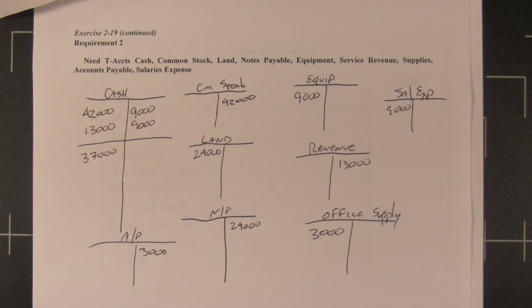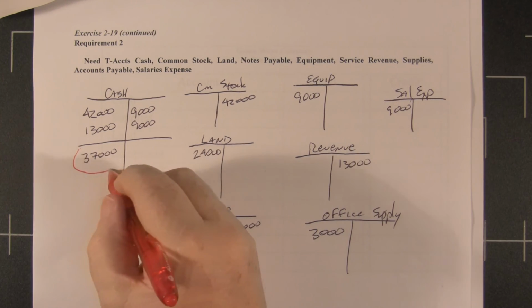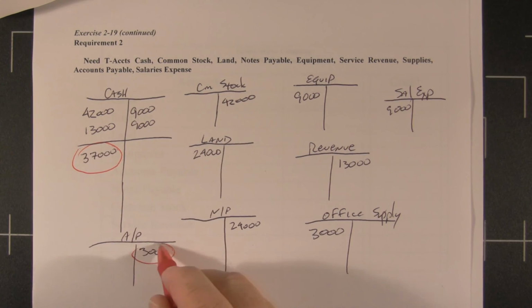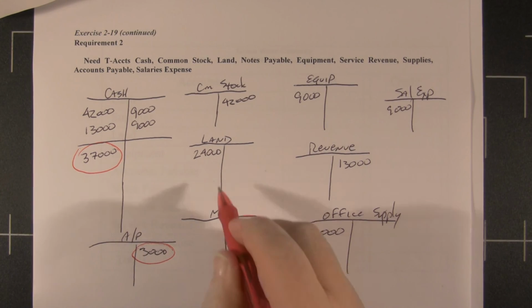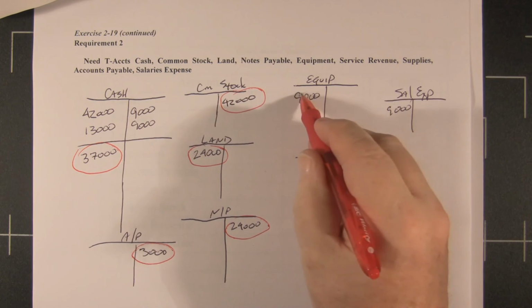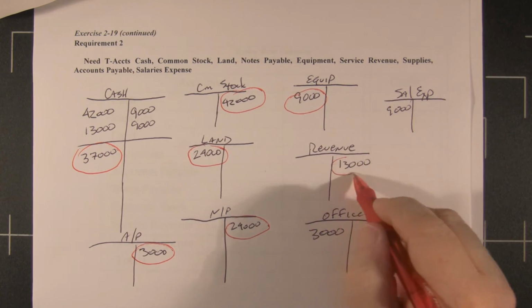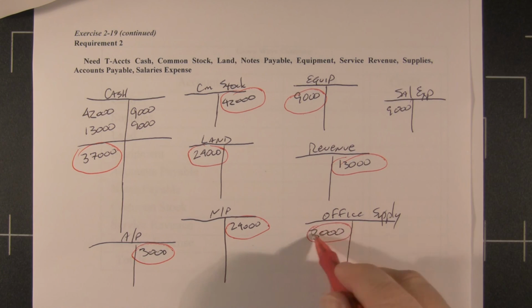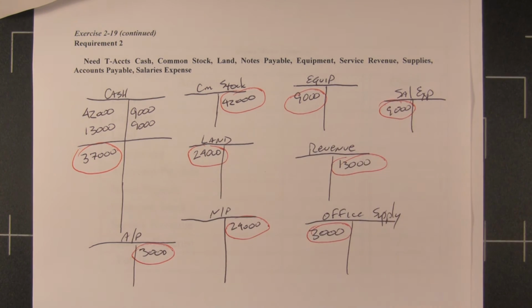Now, we're going to need each of these numbers from these T accounts to do our trial balance. So let's make sure we see where all of those numbers come from. They're all from the T accounts, and we're looking at the balances, not the individual transactions. Our next step, to conclude this problem, we're going to do the trial balance using those numbers.